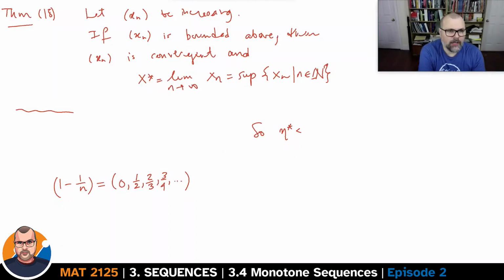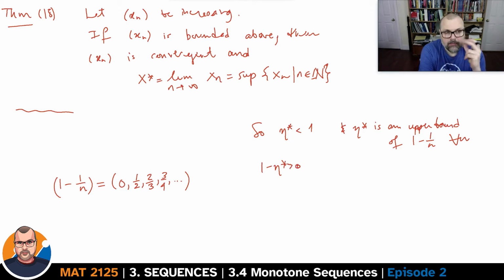So eta star is smaller than 1, and eta star is an upper bound, 1 minus 1 over n for every n. Because eta star is smaller than 1, 1 minus eta star is greater than 0. By necessity, there is an integer k such that 1 minus eta star is greater than 1 over k.